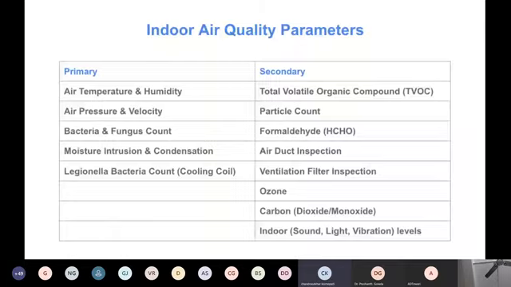Now, coming to the secondary part of it, the volatile organic compound, total volatile organic compound plays a major role in the neonatal NICUs. So, how do we eliminate this? Particle count, right from 0.5 micron to 5 micron, to be controlled. Formaldehyde, air duct inspection, ventilation filter inspection, ozone has to be eliminated. Carbon dioxide and monoxide have to be at proper, acceptable levels. Then indoor sound, light, vibration levels.